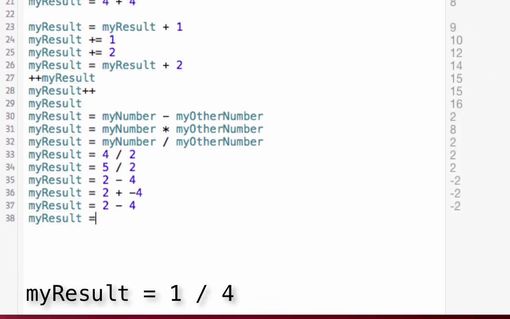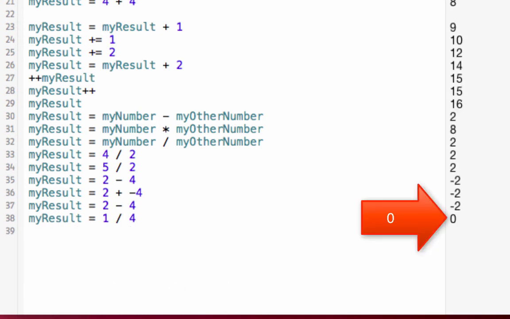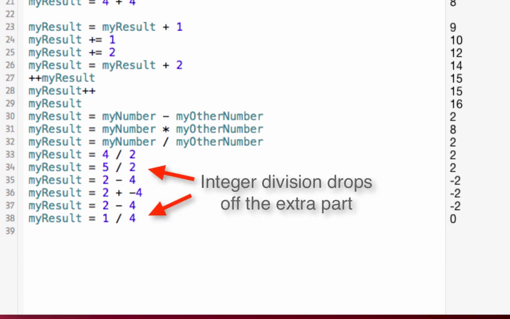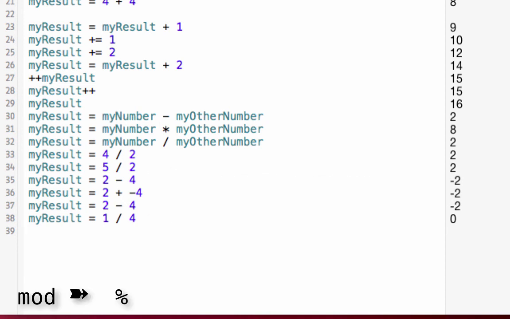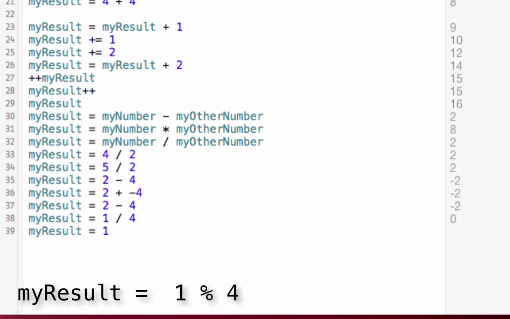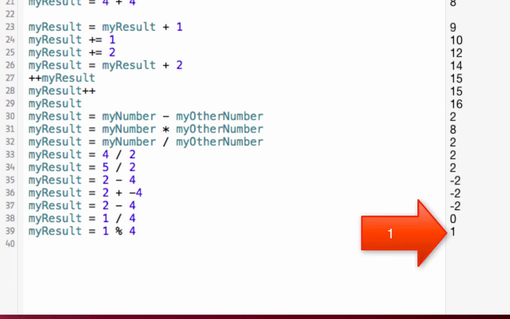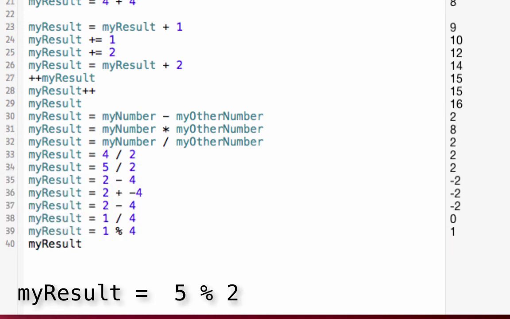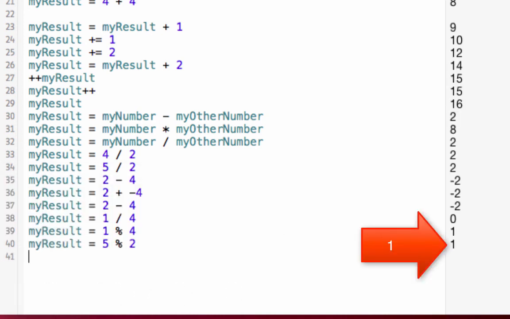myResult = 1 / 4. We get a result of 0. So far, we are only working with integers, like 5 divided by 2 above. Any non-integer part of division is dropped off. If we need the remainder, often called a mod in computer jargon, we use the percent sign. So 1 mod 4 equals 1. 5 mod 2 also equals 1.